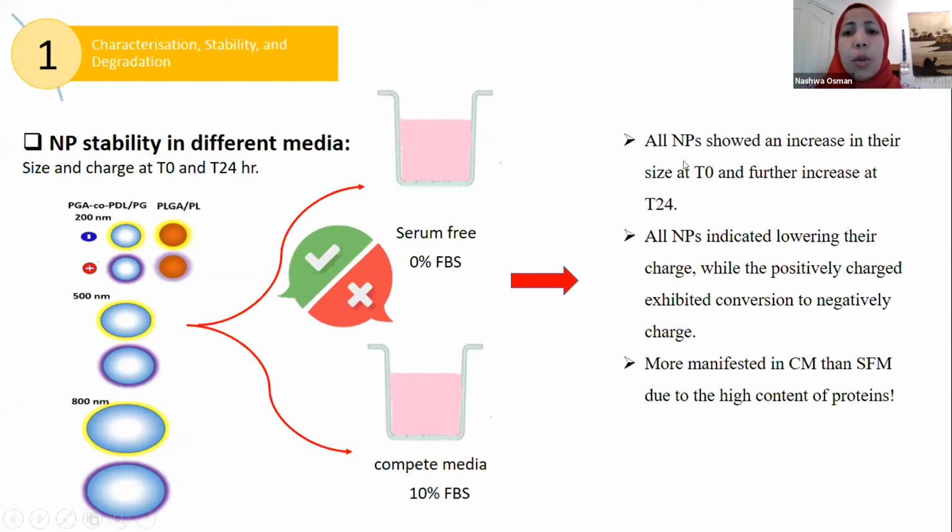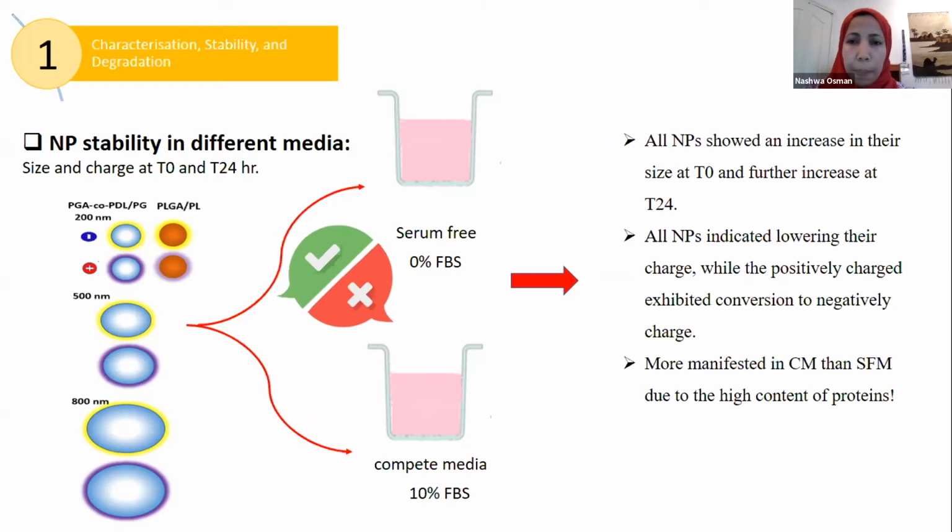And the size got higher and increased more over 24 hours. I chose 24 hours because my exposure is mostly 24 hours, and most experiments for nanoparticles are for 24-hour exposure. So imagine the size going up over time because it is interacting more and more with the medium surrounding the nanoparticle.